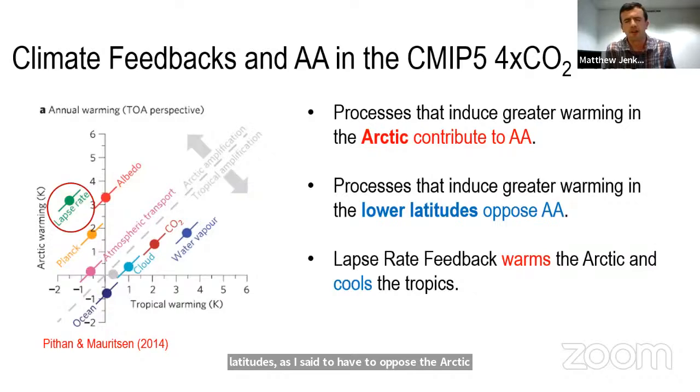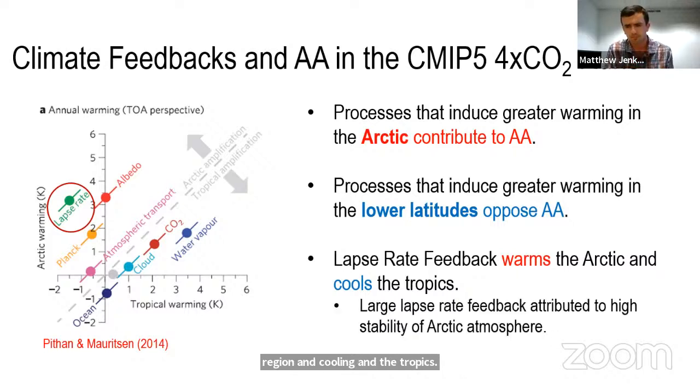However, many studies have cited the lapse rate feedback as a key cause of the Arctic amplification, since it induces warming in the Arctic region and cooling in the tropics. The lapse rate feedback was attributed to the high stability of the Arctic atmosphere, meaning that an atmosphere with high stability confines any warming signals near the surface, and that prevents any vertical mixing within the upper troposphere. So any warming is effectively confined near the surface. And under a bottom-heavy warming profile, this essentially decreases how efficiently the atmosphere can cool itself.